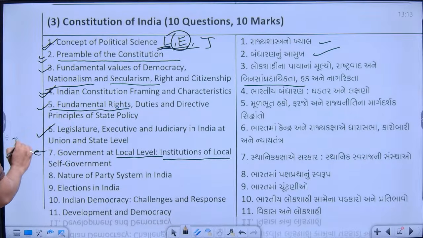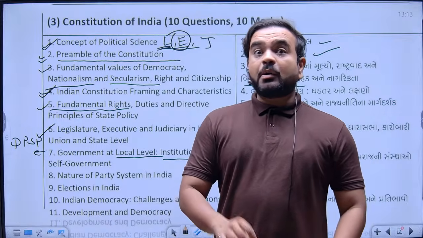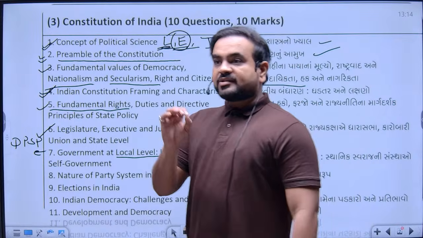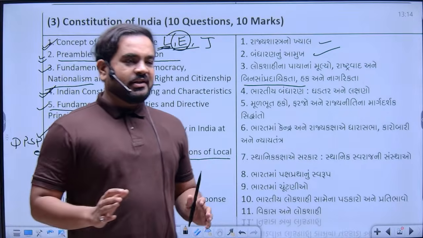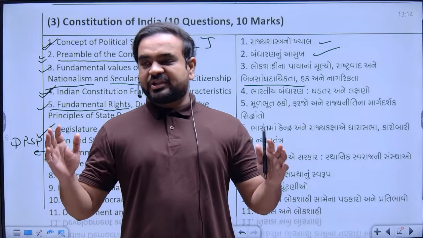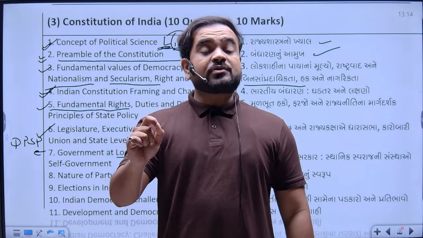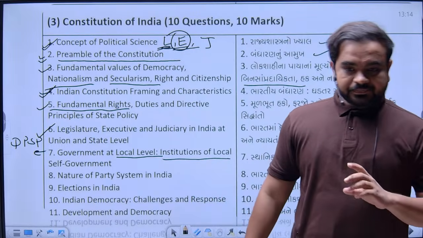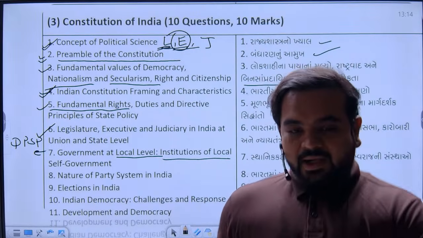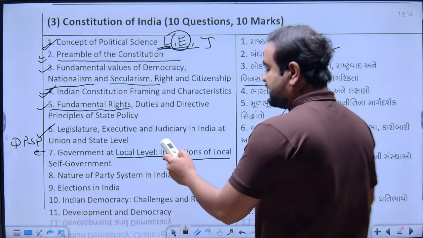If anybody knows, there is one article written in the DPSP, and it can come in your exam. That article in the DPSP talks about Panchayati Raj and self-governance, that there will be formulation of the Panchayati Raj. That article in DPSP deals with the Panchayati Raj. If you know, please comment that article.